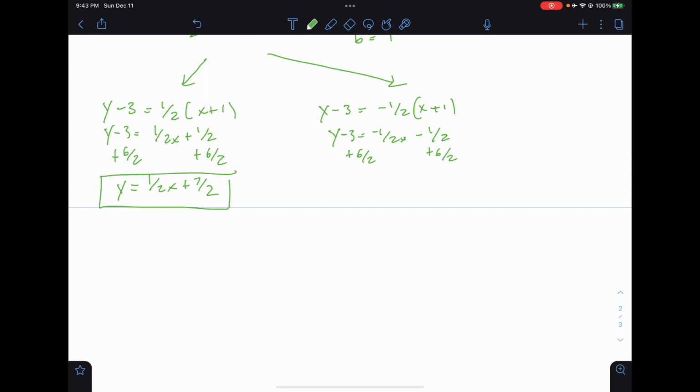That's one equation. And then the other one's -1/2 x plus 5 over 2. That's it right there.